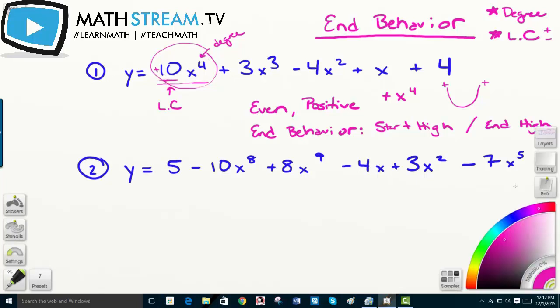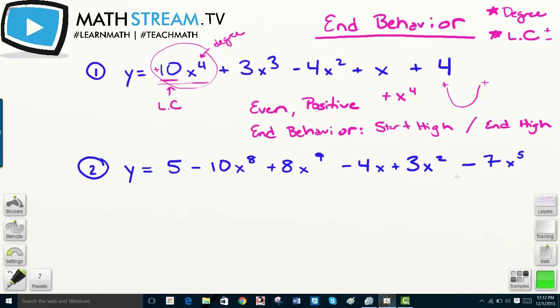Let's try it again, just so you can be totally convinced at how easy this is to figure out. The second polynomial example, unfortunately, is not in descending order. It's not in standard form. We have a constant term first, and then we have 8th power, 9th power, first power, second power, 5th power. It's all out of order. So let's see if we can rearrange it.